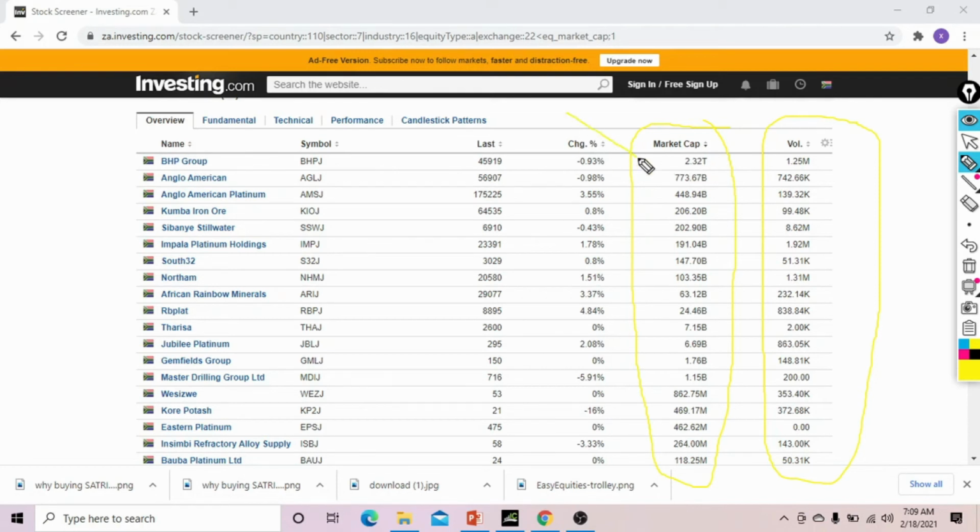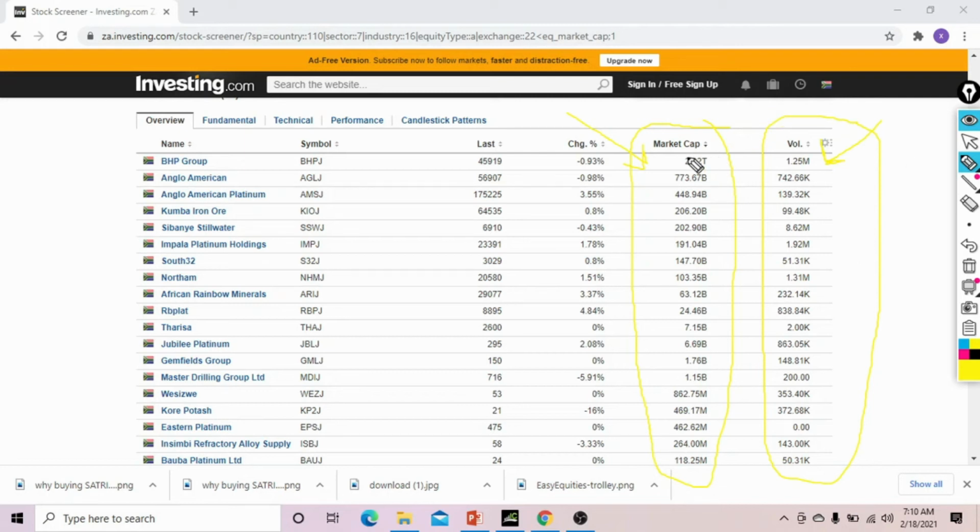Now, how is this value calculated? It is calculated by taking the number of outstanding shares of the company, and multiplying that figure by the share price. When you multiply the number of outstanding shares by the share price, you get the market value. And then the volume simply shows you the number of shares that exchange hands per day, the number of shares that trade per day.